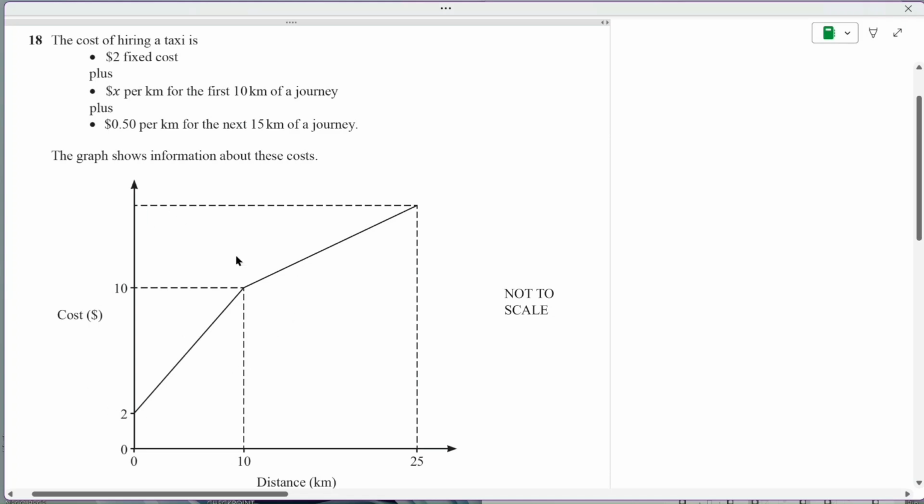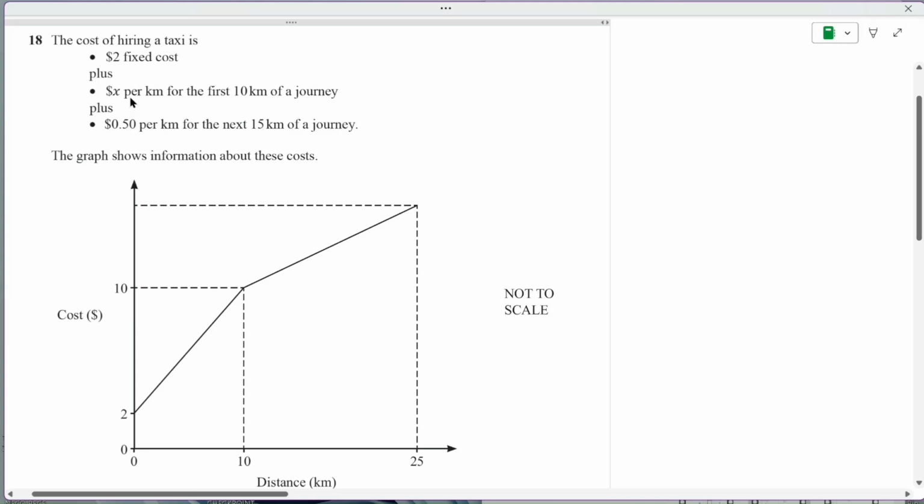Now this graph shows the information about this cost, and the breakdown of this cost is that when you hire a taxi, you pay $2 fixed cost before you start the journey. You have to pay that first. That's the initial payment. Now the next cost you pay is given to you as X dollars per kilometer for the first 10 kilometers of the journey. That means you pay X amount per kilometer for the first 10 kilometers of the journey. And for the next 15 kilometers of the journey, you pay $0.50 per kilometer.